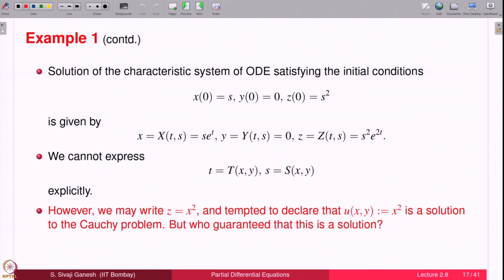But who guaranteed that this will be a solution? Because you have not done the application of the theorem. If you want to apply the theorem, you have to check that the transversality condition is met. You have not done that. So, somehow you guessed, luckily it is working, that is it. Can you give me one more? Can you say this is the only solution? We do not know. So, this question is still to be settled.